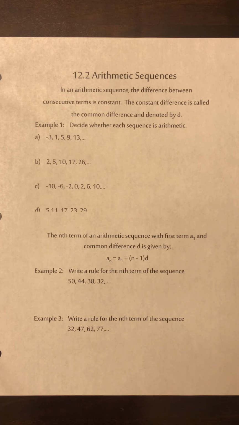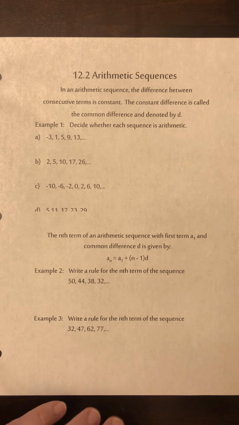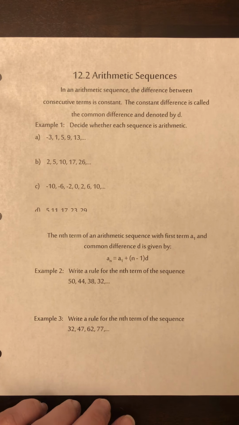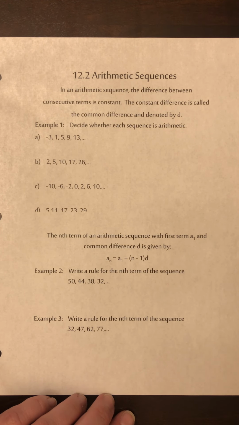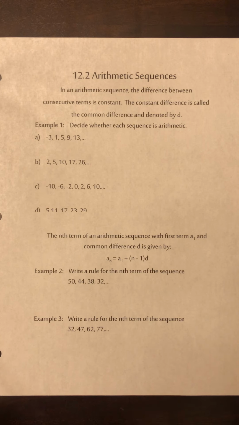But again, we are adding the same number every single time. That's what makes it an arithmetic sequence. So A for add, A for arithmetic. So example 1, we're just going to determine whether or not these sequences are arithmetic. And if they are, we'll prove they are by saying what d is.